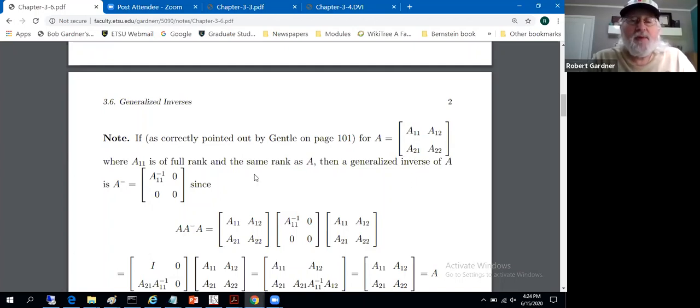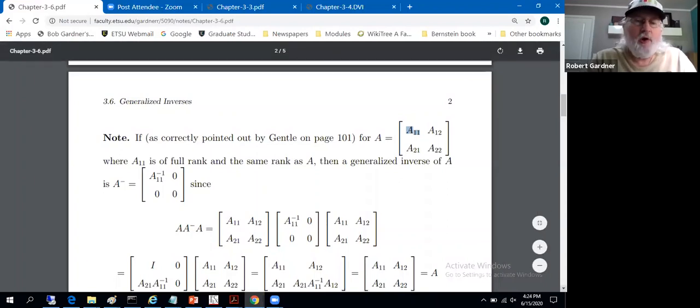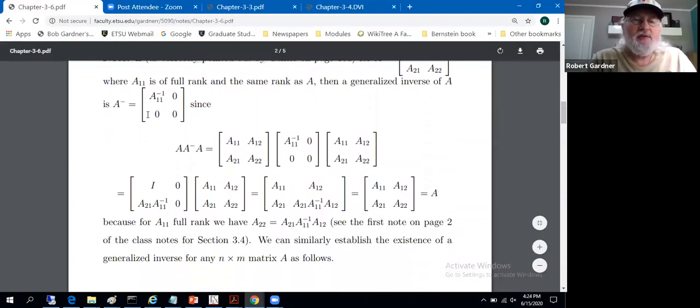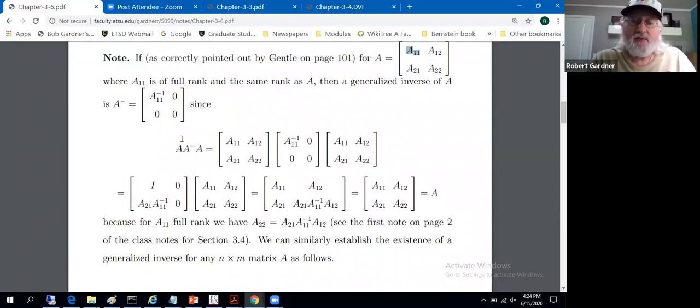But the claim is that a generalized inverse of A, under the hypothesis that we've partitioned it in such a way that in the upper left-hand corner we've got a full rank matrix, same rank as matrix A, is this. So we need to show that this alleged partitioned matrix actually satisfies A times this thing times A equals A. So here's the computation, straightforward.